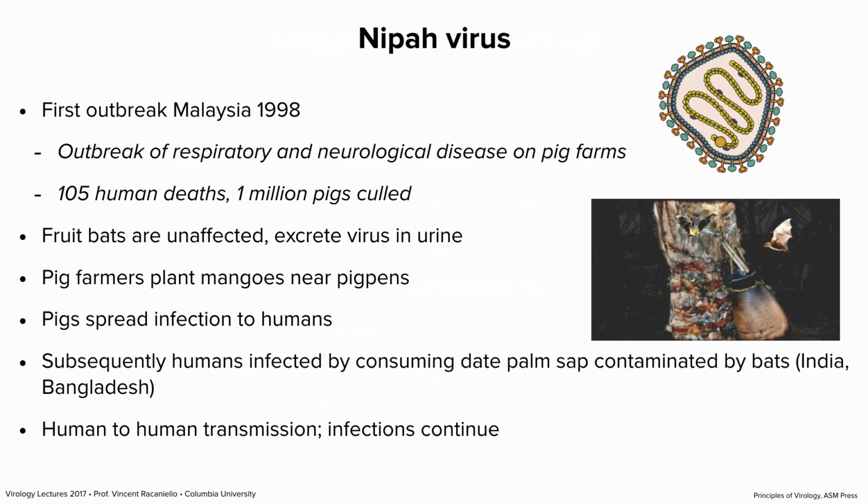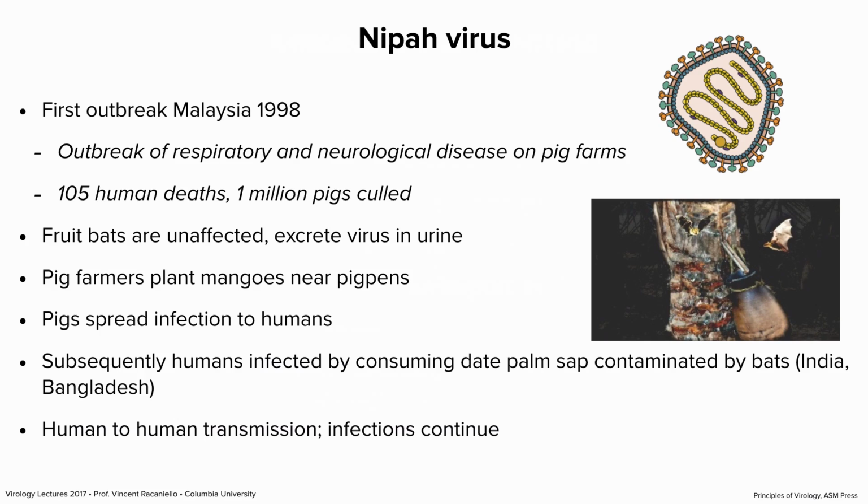But the way the virus began, so it turned out it was a new paramyxovirus, Nipah, which they subsequently found in fruit bats. And these animals are not affected by infections. They're infected continuously. They excrete it in their urine. And pig farmers, they plant mango trees near their pig pens, and the bats are nearby. They come to the mango trees, and they eat the mangoes, and they urinate while they're doing so, and the pigs come and they pick up mangoes from the ground that are contaminated, and they get infection. The pigs get infected, then they spread it to humans. So that's the source of this outbreak.